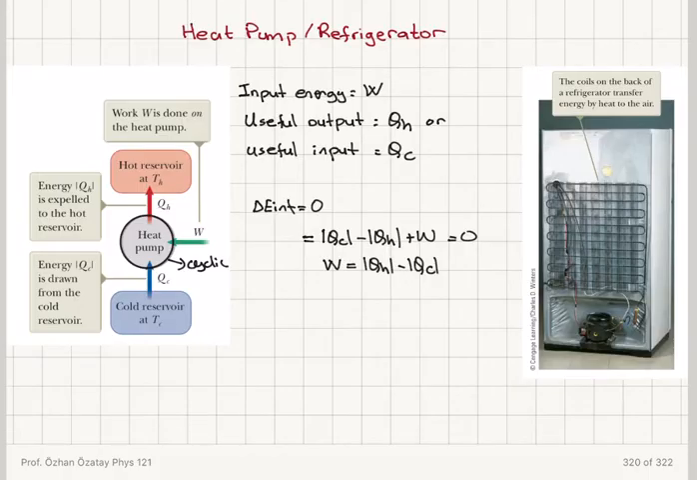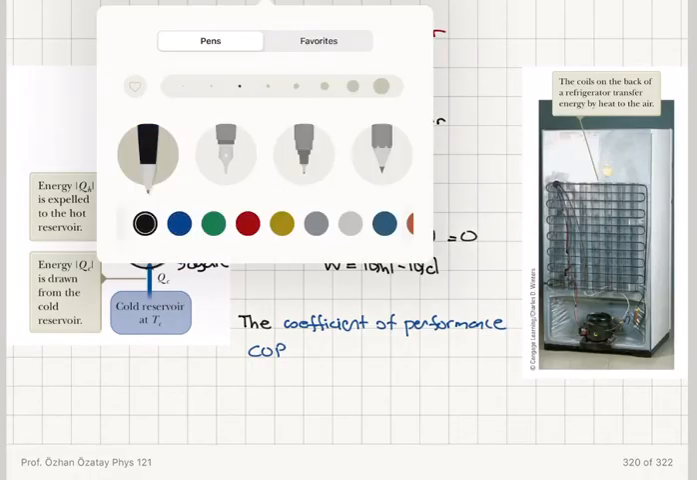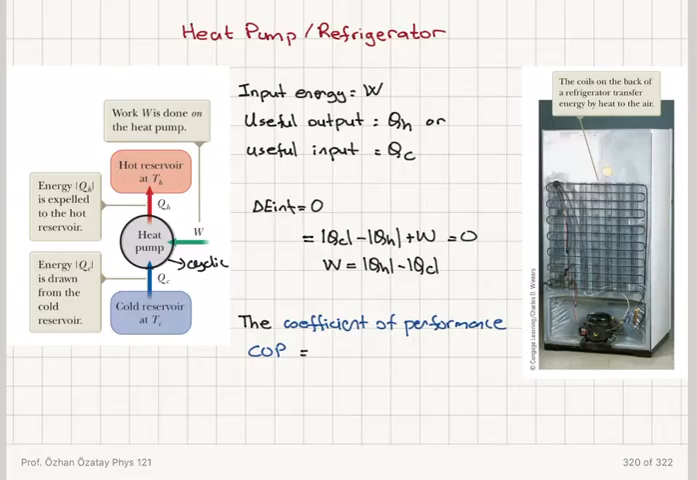And now we can talk about the efficiency of this in two different ways, as I said, whether we are using it as a heater or a cooler. So in order to distinguish these two, we define the coefficient of performance instead of thermal efficiency. Coefficient of performance, COP. So this is going to be what you gain divided by your input.